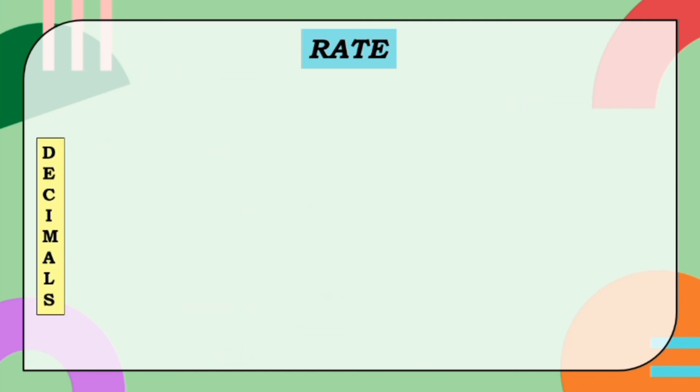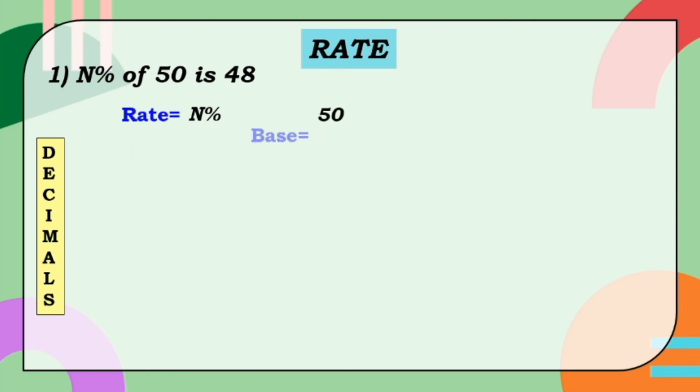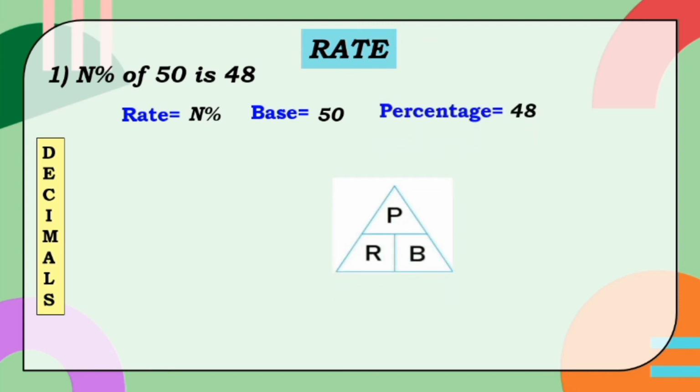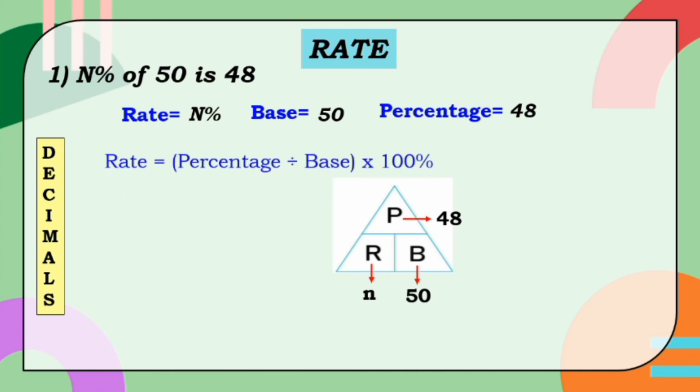Next is decimals. Using same problem, n% of 50 is 48. N% rate. 50 is the base. 48 percentage. Using Tatian's triangle, R is equal to N. B is 50. P is 48. So, ang nawawala ay rate. So, ang ating formula ay rate equals parenthesis percentage divided by base times 100%.